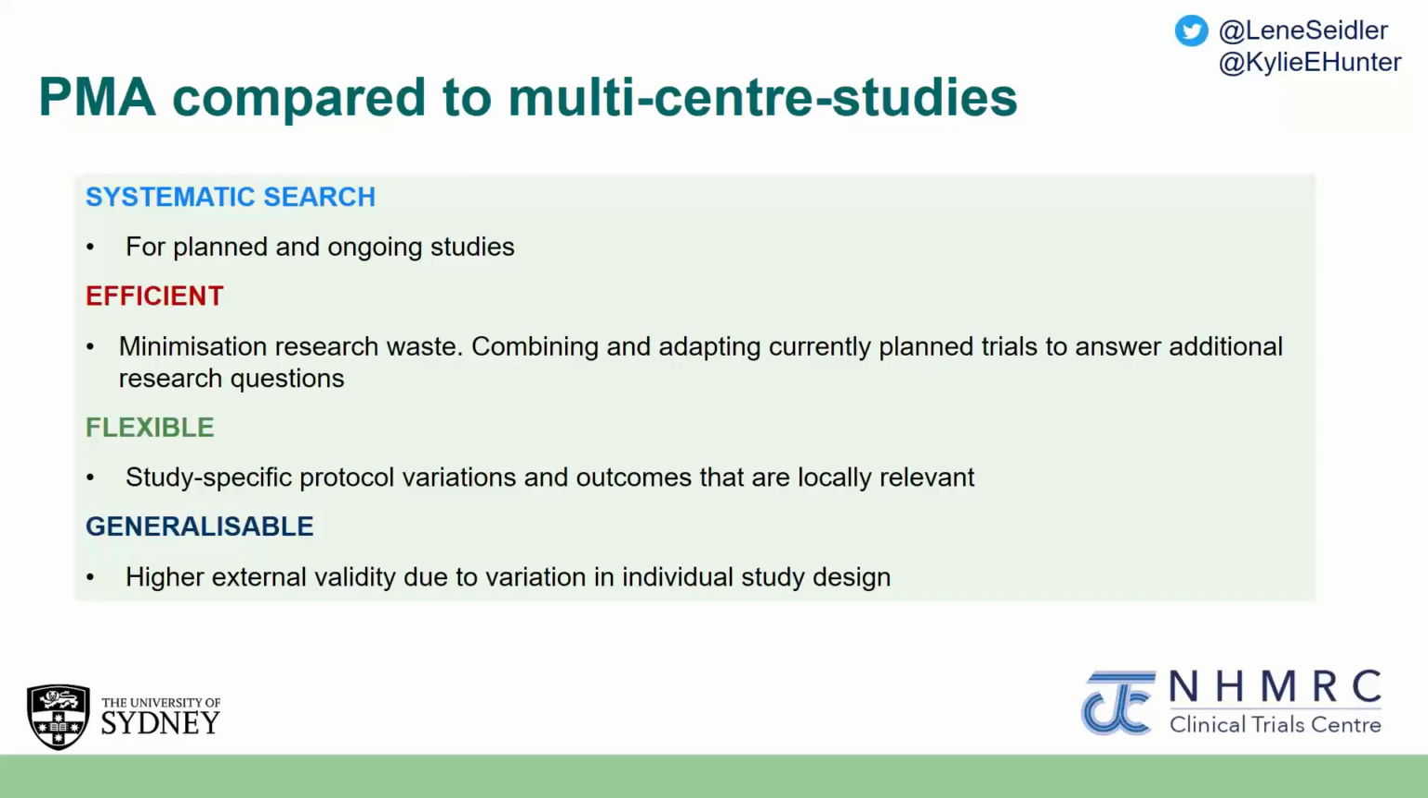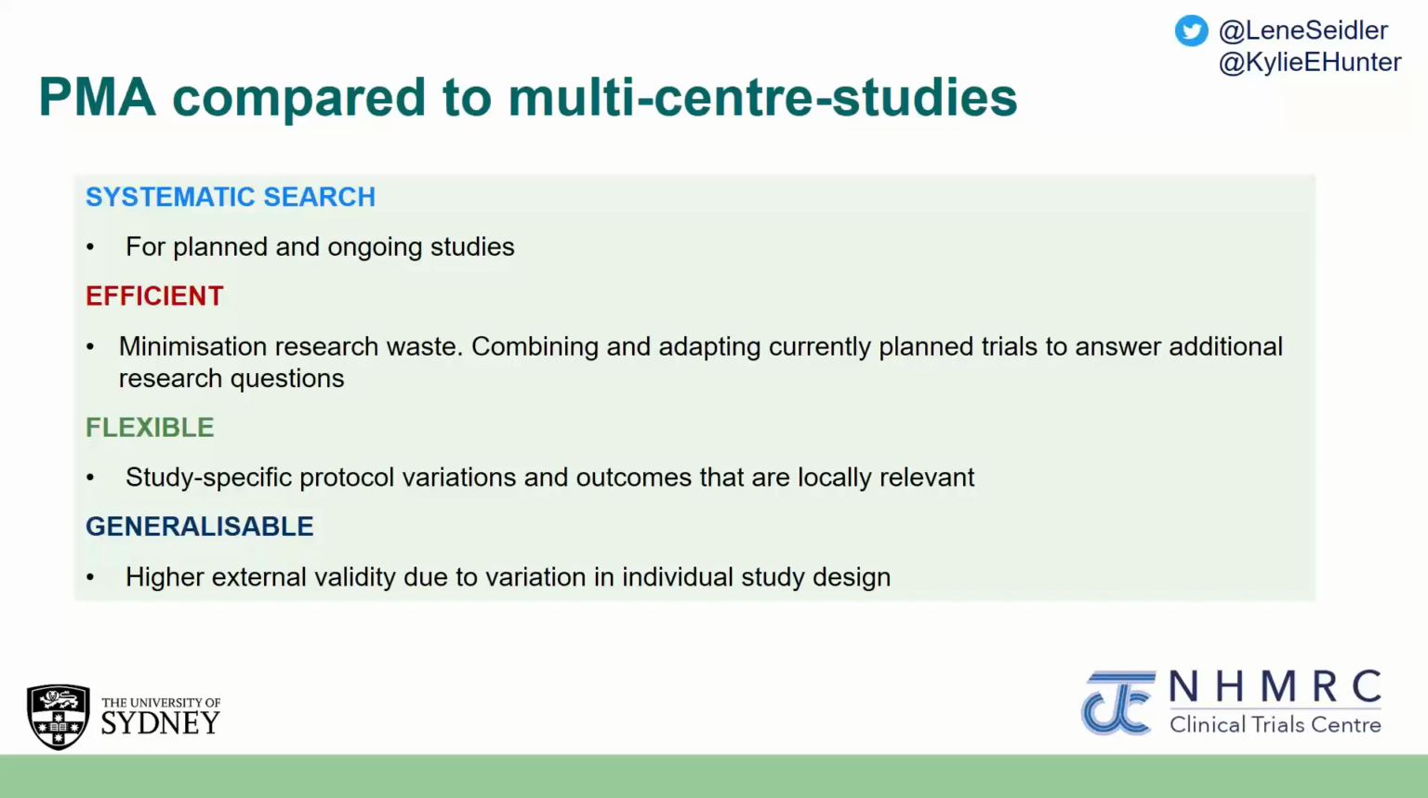So as I mentioned before, PMA should be preceded by a systematic search, whereas for multi-centre studies, these usually happen in isolation, regardless of any other similar ongoing studies. And because of this, PMA are more efficient because they combine and adapt currently planned trials to answer additional research questions. PMA are also more flexible, since they allow study-specific protocol variations and collection of additional outcomes that are locally relevant. And then in turn, these variations increase generalizability of the research findings, so they have higher external validity.